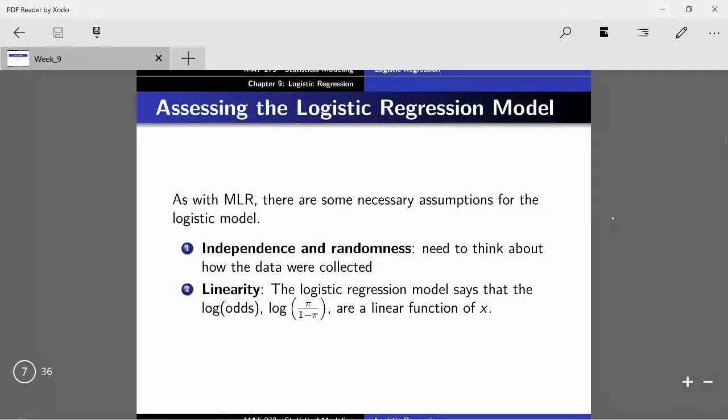Just like with multiple linear regression, there are some necessary assumptions that this logistic model relies on. There are not as many because we don't make assumptions about the errors like we did before, but we still need independence of the observations. And we also want a random sample. So we can't have something that's deterministic.